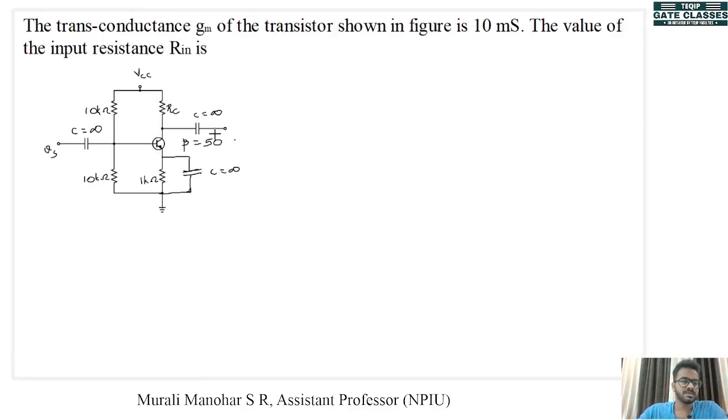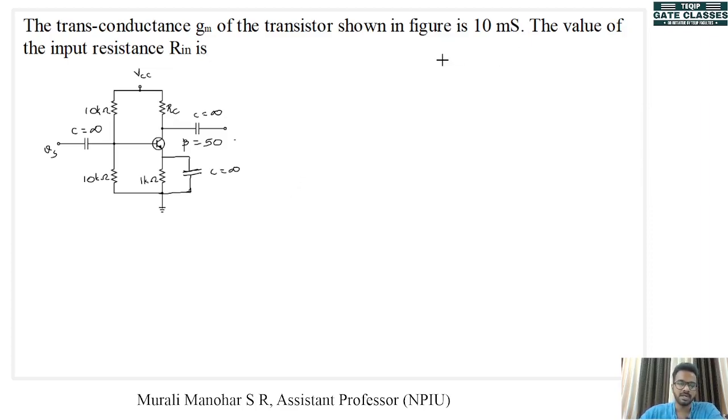So this is the question. The transconductance Gm of the transistor shown in figure is 10 millisiemens. The value of the input resistance Rin is. We have already done this kind of analysis. So you need to find out Rin.